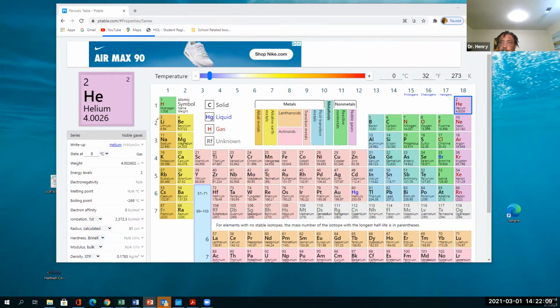So these are your periods. These up here are your groups. If they're in the same period, the closer you are to being a noble gas, the stronger you're going to be. So fluorine is stronger than oxygen. Oxygen is stronger than nitrogen. Nitrogen is stronger than carbon. Carbon is stronger than boron. It's the closest that you are to being that noble gas.